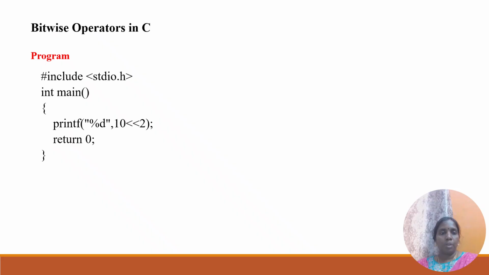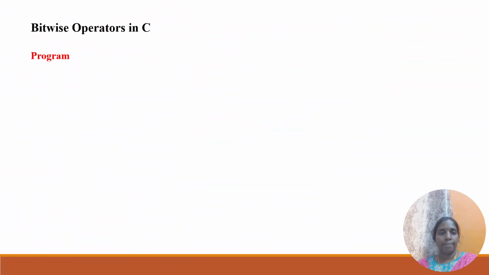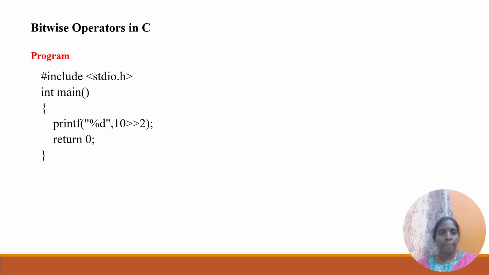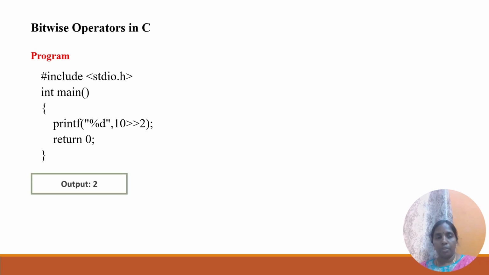So this is a simple program that shows bitwise operation. 10 left shifted twice will give you 40. For example, in this case, 10 right shifted by 2, the output is 2.